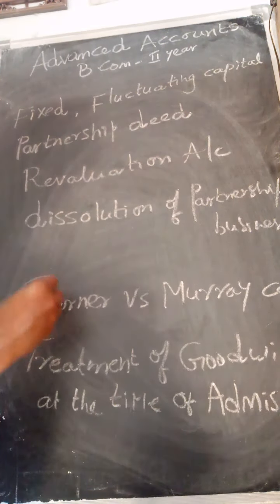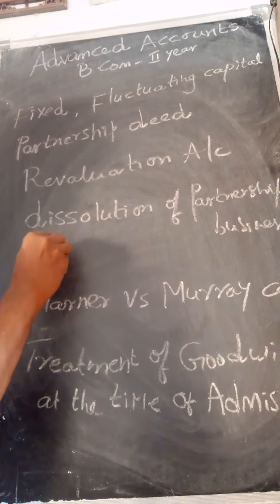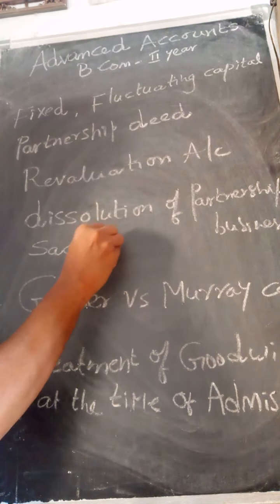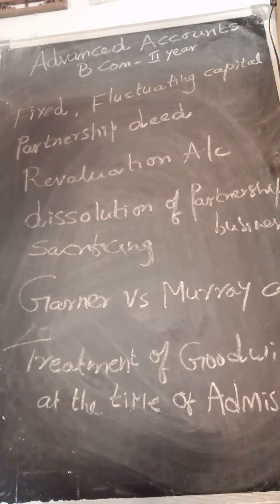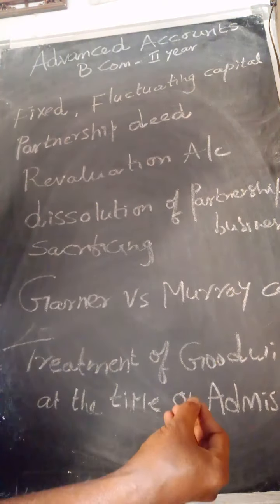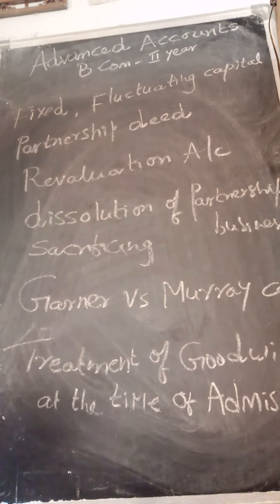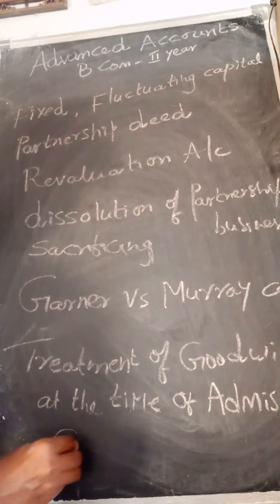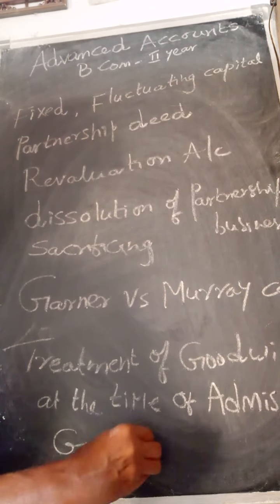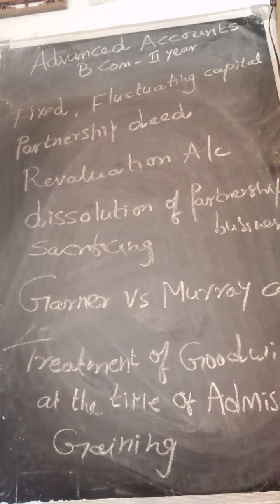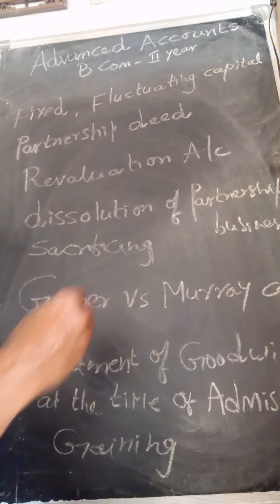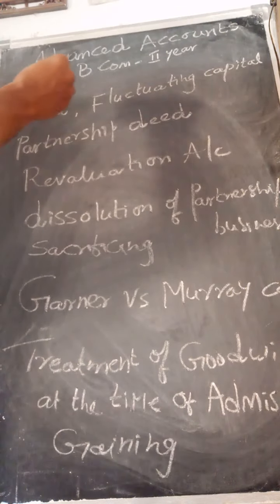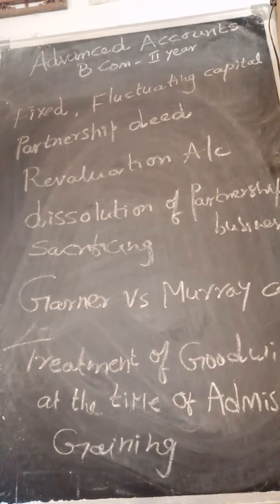Other than this, my dear students, you need to learn about sacrificing ratio. So what is sacrificing? See, when a new partner is taken into the business at the time of admission of partner, the old partners are losing their share. For that purpose, we calculate sacrificing ratio, and in case of retirement of the partner, we calculate gaining ratio. So my dear students, from unit number 1, there is a chance of getting a problem in sacrificing ratio and gaining ratio, and in case of theory, fixed capital and fluctuating capital you are going to get, my dear students.